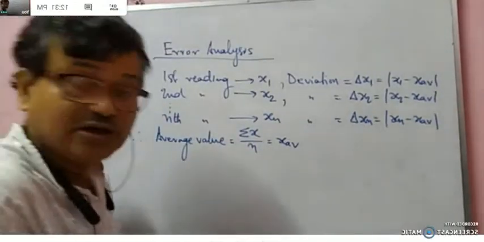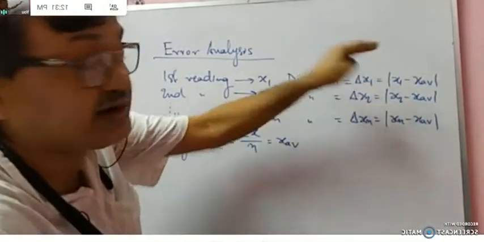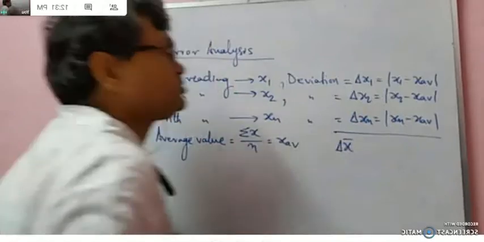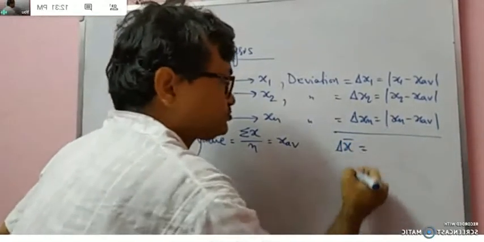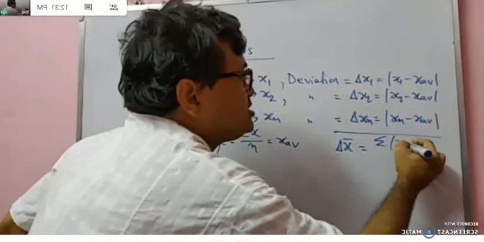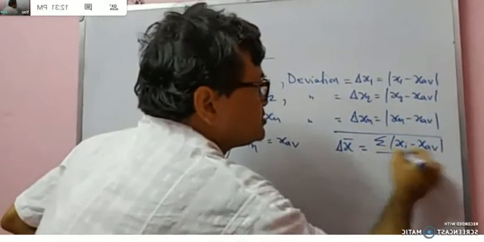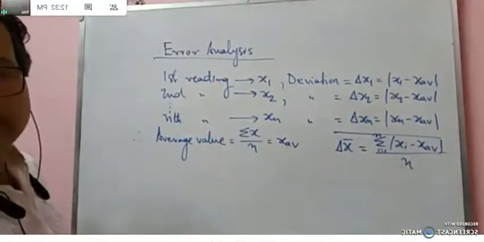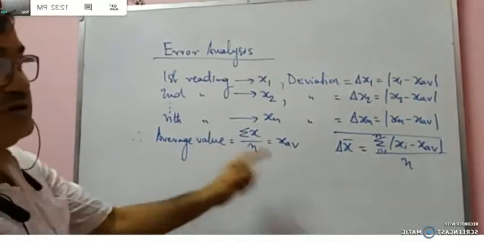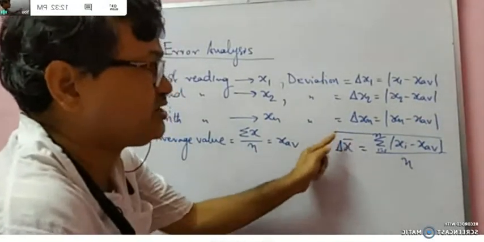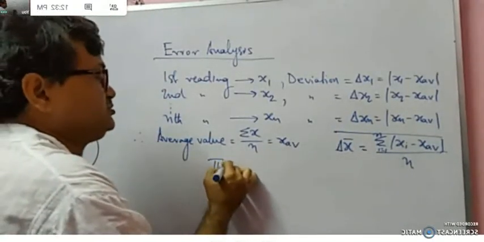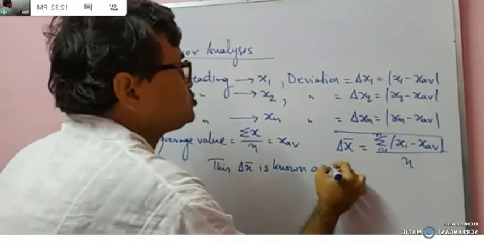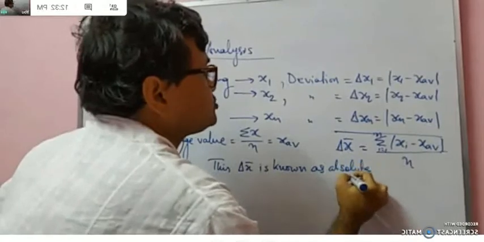Correct? Now we take the mean value of all the deviations. So what is delta x mean? It will be summation of xi minus x average by n, where i varies from 1 to n. So it is the formula. Now this particular quantity, this delta x bar, is known as absolute error.